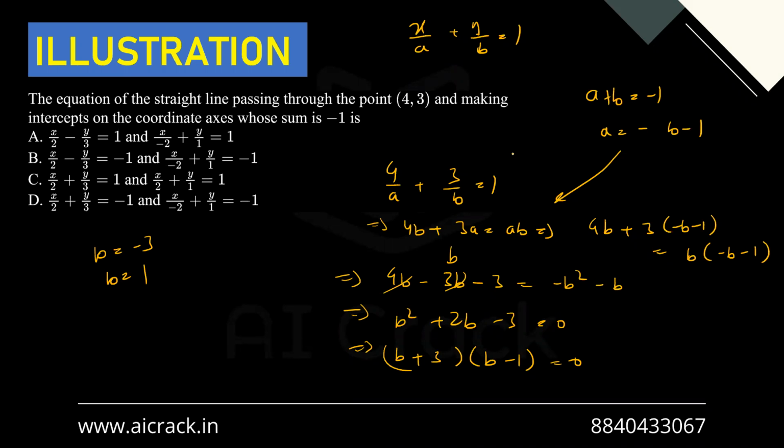And if I try to find the value of a from here, for b equals -3 I'll get a equals 2. For b equals 1, I'll get a equals -2. So with this, you can form two equations with the help of this format.